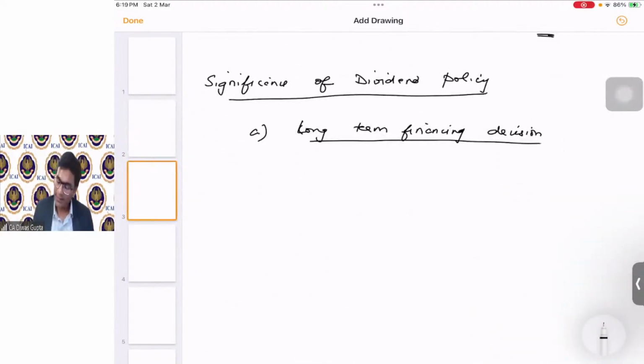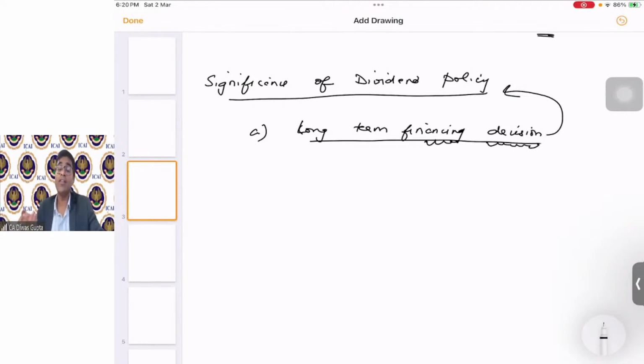Long-term financing decision is, sorry, we are studying about the significance of dividend policy. Under that, we are saying that there is a long-term financing decision that we have to take. Now, under a dividend decision, if we decide not to pay any dividend, we will end up investing it back. So is it one form of financing? Yes, it is one form of financing. Hence for long-term financing decisions, it is very much relevant for us to determine the dividend policy. Hence, there is a significance of dividend policy on long-term financing decisions.